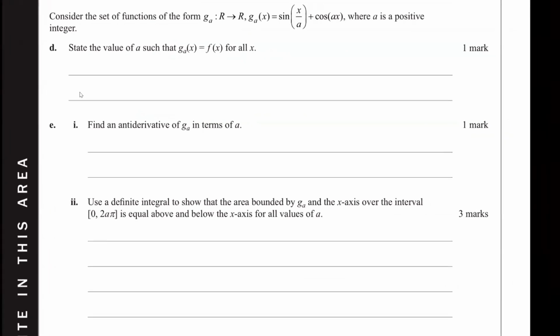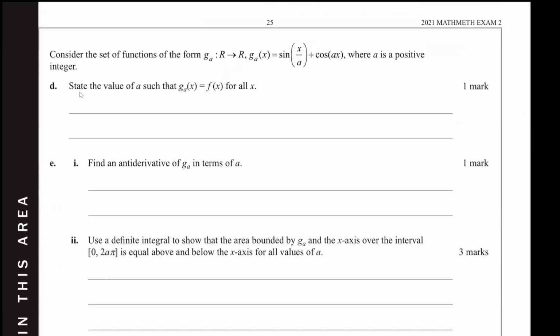Okay, state the value of a such that g_a of x equals f of x for all x. Well, the a value is just 2, I suppose. Now you need to find an antiderivative of g_a in terms of a. Well, just use your CAS calculator. And use the definite integral to show that the area bounded by g_a and the x-axis over the interval 0 to 2a pi is equal above and below the x-axis. That means the area of the positive parts is compensated by the negative parts, and eventually the sum of all areas will be 0, okay? The total signed area is 0. And this is a show that question, an interesting choice.